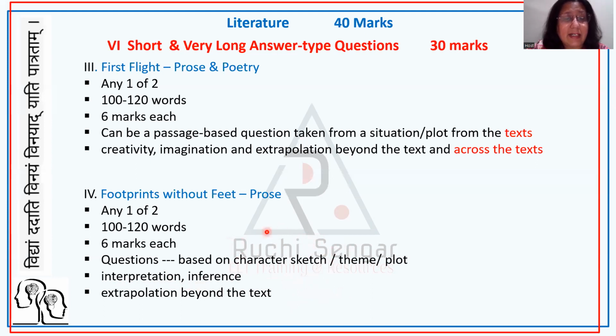Because the character did XYZ, what do you infer by this action? This is this particular theme that has come through. How can you say so? How will you interpret the evidence given in the text? This is the plot and so on. See, it specifies that footprints without feet is going to have these questions. Based on this, double check your syllabus if you don't believe me.